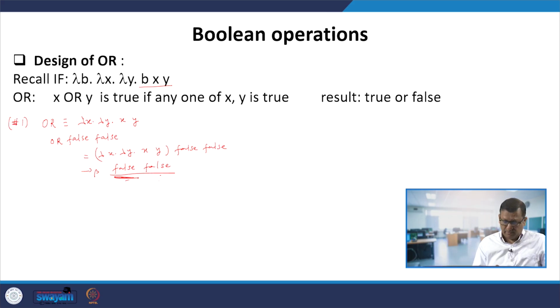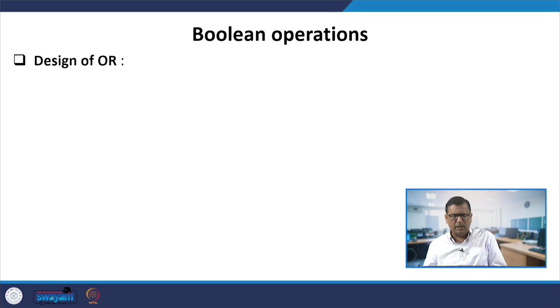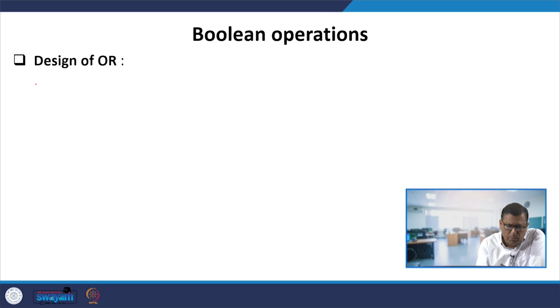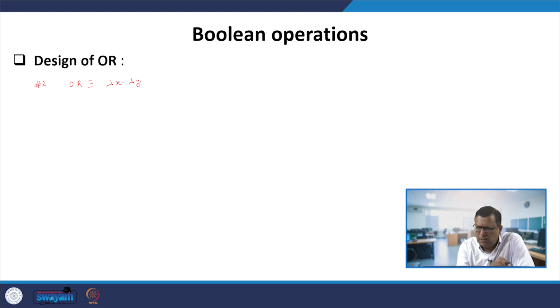So we move on to the design. Our attempt 2: OR will be defined as lambda x, lambda y. We also know that if there are 2 arguments c1 and c2, true of c1 c2 will give us c1, and false of c1 c2 will give us c2. This is how the Boolean constants are defined, and they evaluate to this.